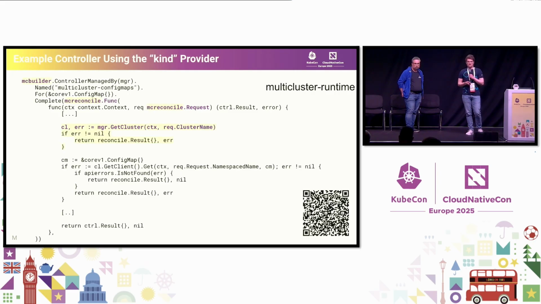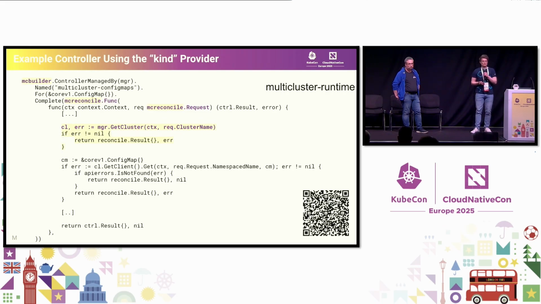In multi-cluster runtime, we have our own builder package. This builder package is multi-cluster aware. It adds on top of what controller runtime is adding. And we have our own reconcile package. That reconcile package also has its own request type, which has the controller runtime request type embedded, plus the information about the cluster where this is coming from. So it enriches information that you would also get with controller runtime with multi-cluster runtime.